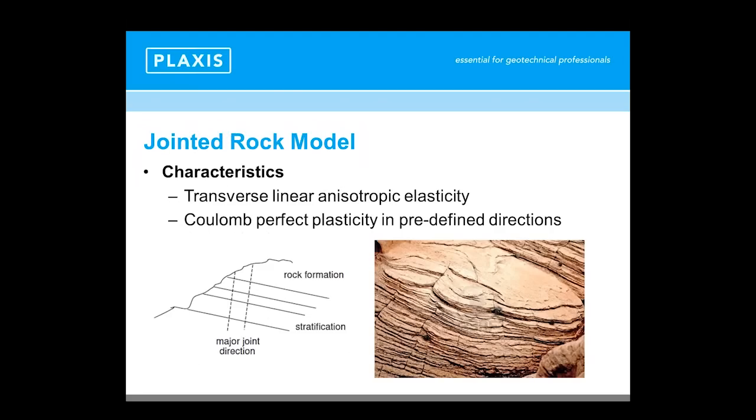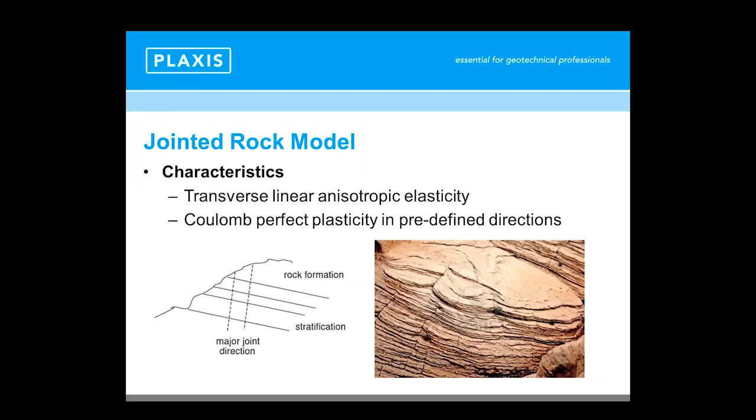Another model well suited for the modeling of rock is the jointed rock model. The main characteristic of the model is the consideration of transverse linear anisotropic elasticity, basically the possibility to enter two different stiffnesses, two different Young's modulus in two perpendicular directions, according to stratification most of the time of the rock.